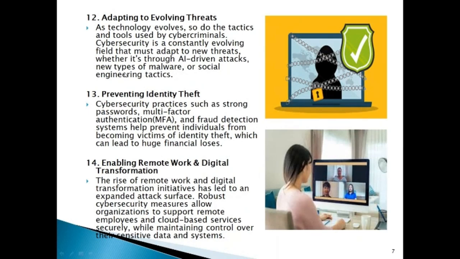Now, cybersecurity is also to adapt to evolving threats. As technology evolves, so do the tactics and tools used by cyber criminals. Cybersecurity is a constantly evolving field that must adapt to new threats, whether it's through AI-driven attacks, new types of malware, or social engineering tactics. So as a cybersecurity professional, you must be evolving, understanding new threats, new systems, new strategies being adopted by cyber criminals who may want to exploit a system.